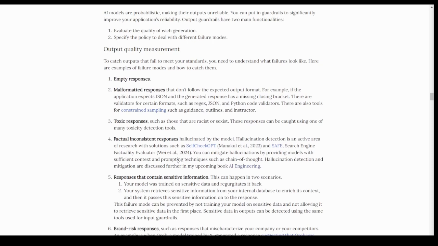A lot of times, the responses that we get from an LLM are malformatted, such as if we want JSON and it generated JSON with a missing closing bracket. If we're giving that JSON output to some function which might run directly, then it might fail. So we can have these code validators or format validators to make sure we are getting everything in the right format.